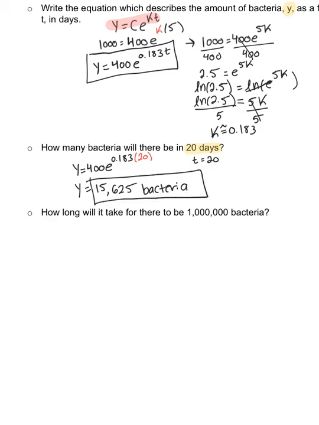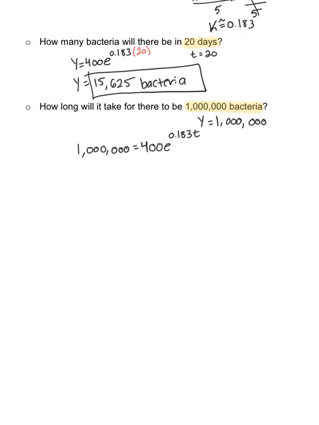Okay. The last part asks how long will it take for there to be 1 million bacteria? Highlight that. So that is telling me that y is equal to 1 million because it's giving me an end value. So if I use my equation, I'm going to substitute y with 1 million. I have no value for t though. So the only variable that's missing is t. That means that it wants you to solve for t.